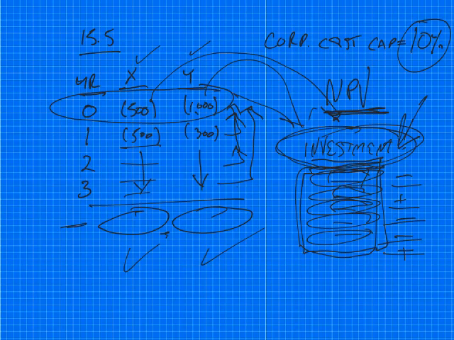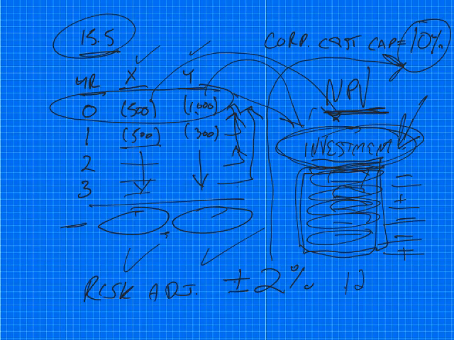Then the second part of this problem on 15.5 is that risk adjustment. Remember we talked about that? In this particular problem, you're given a risk adjustment factor of plus or minus 2%. Remember how to work that? Again, pretty easy. You're going to apply that to your cost of capital. Now the question for you is, do you use 12 or do you use 8? I'll leave that for you to decide, okay?